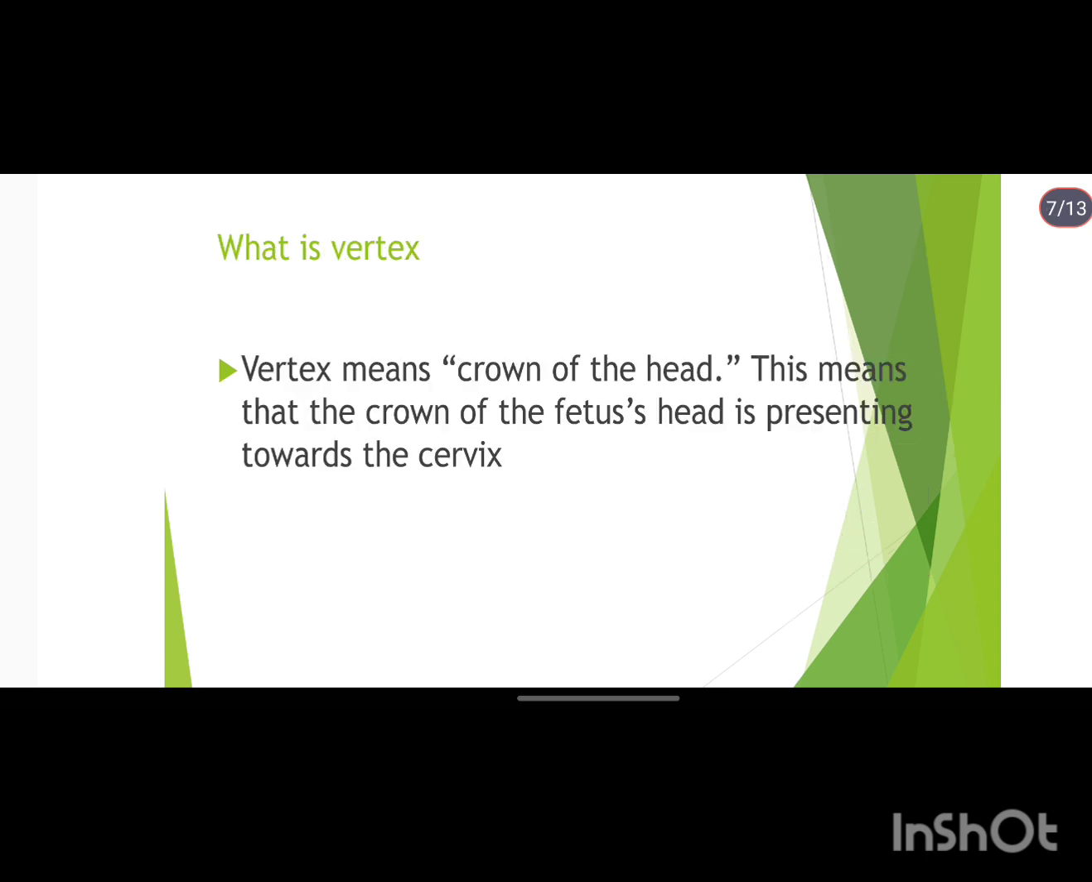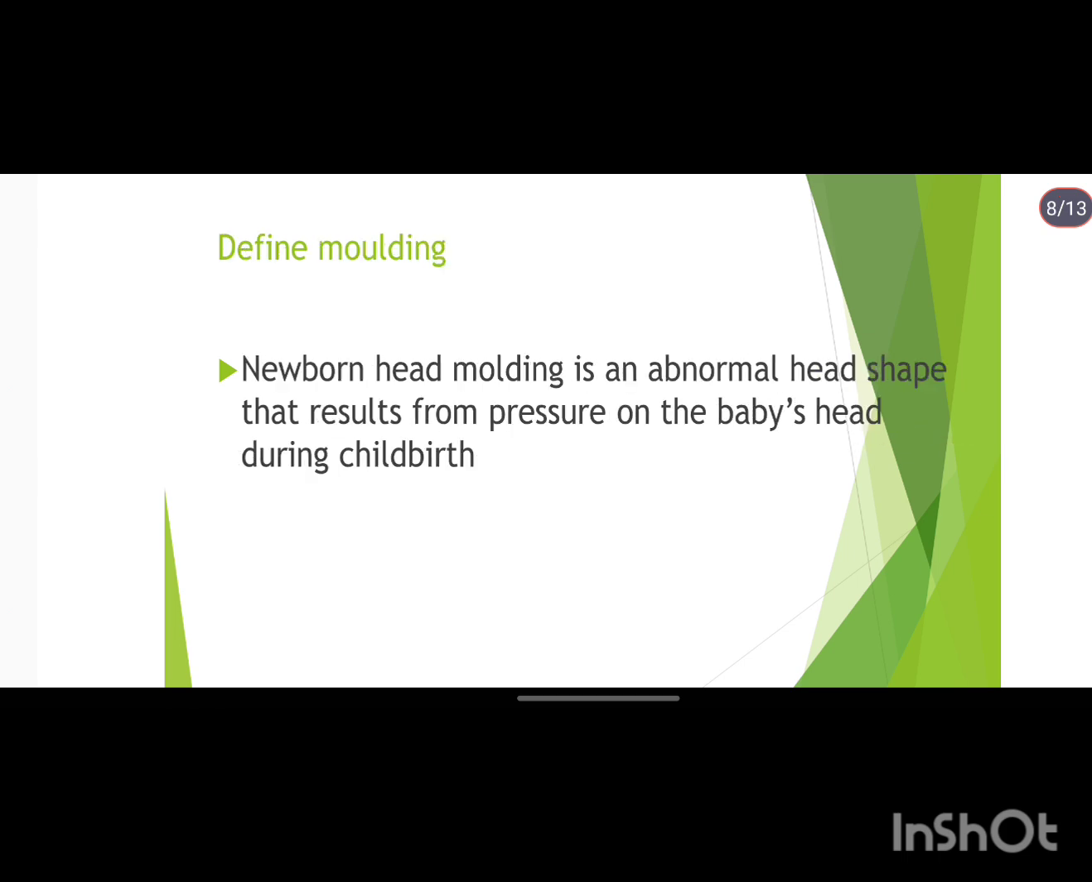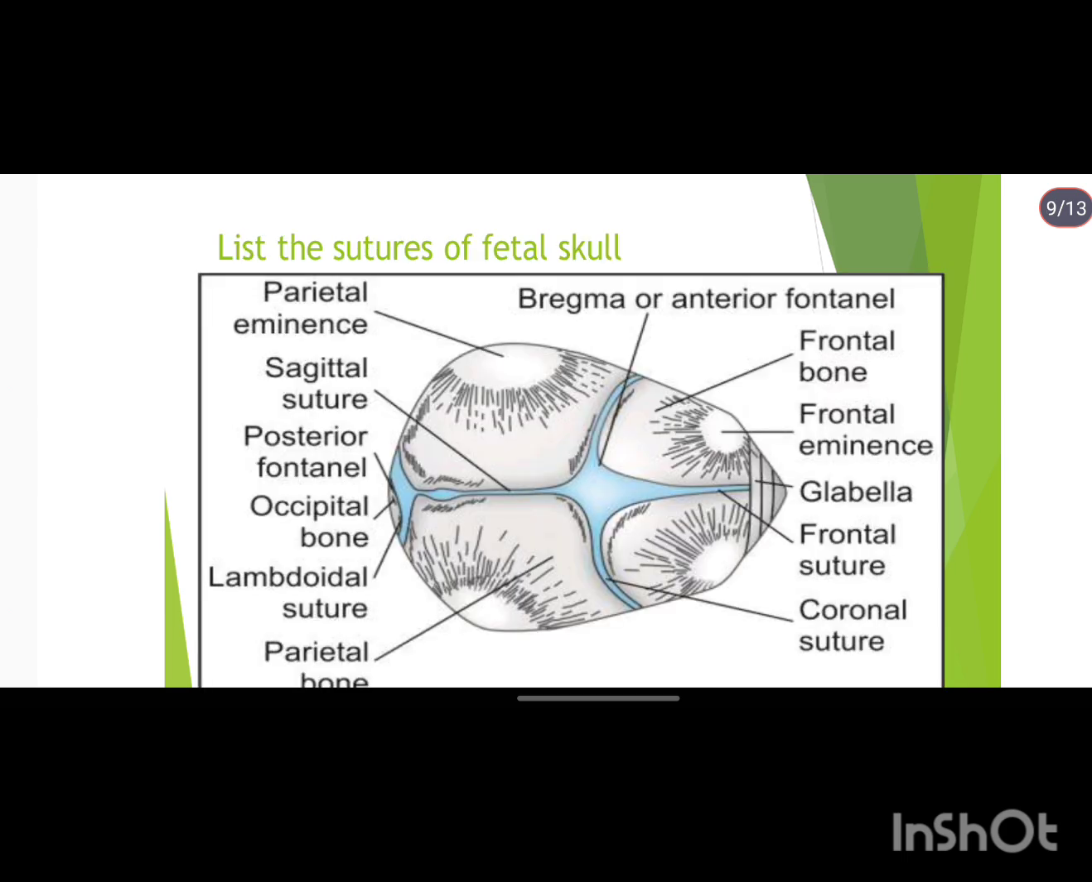Next is what is vertex. So vertex means the crown of the head. This means the crown of the fetal head is presenting towards the cervix. Next is define molding. Molding is an abnormal head shape that results from the pressure on the baby's head during childbirth.